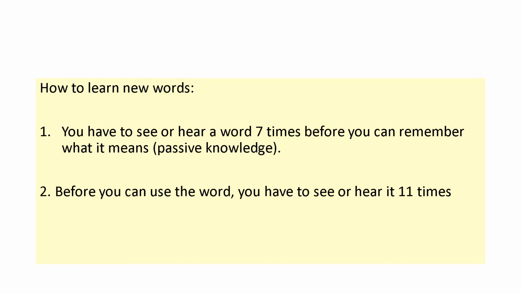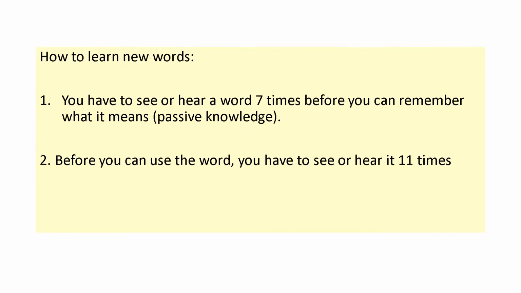Now, how to learn new words. One: you have to see or hear a word 7 times before you can remember what it means, and this can be referred to as passive knowledge. And two: before you can use the word, you have to see or hear it 11 times.